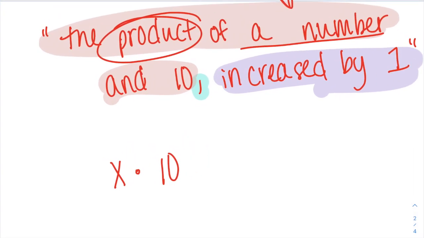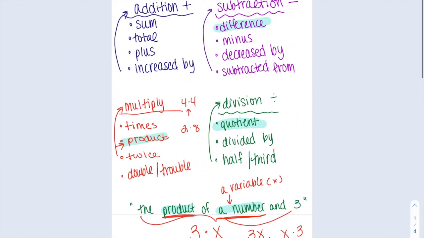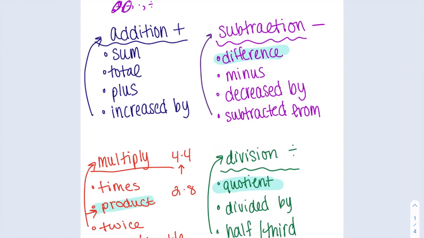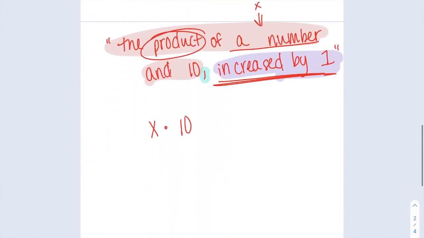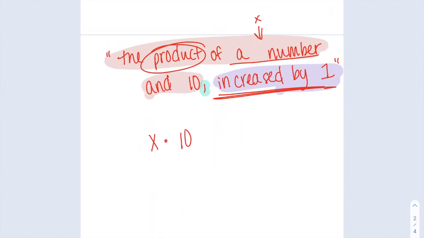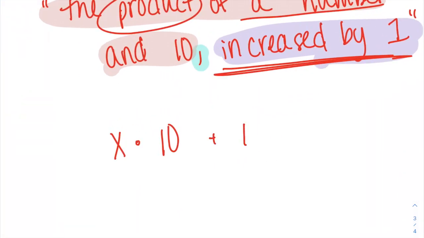Now I also want to take this and increase it by 1. If I look at my operations up here, I do see the word increase. Increase is talking about addition. So I want to take a product of a number and 10, which is x times 10, and I'm going to add 1 to it. x times 10 plus 1. And there I go. Another way I could have written this would be 10x plus 1. x times 10 can be simplified as 10x. And that's all I have.